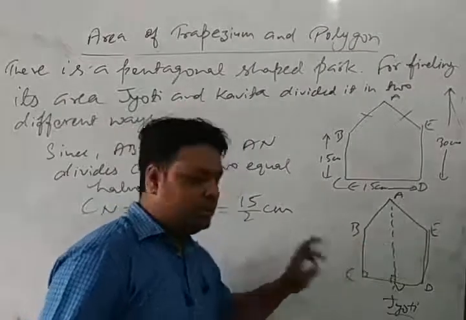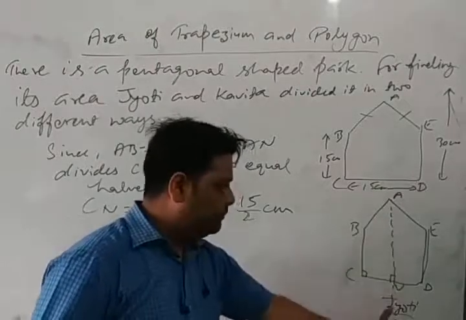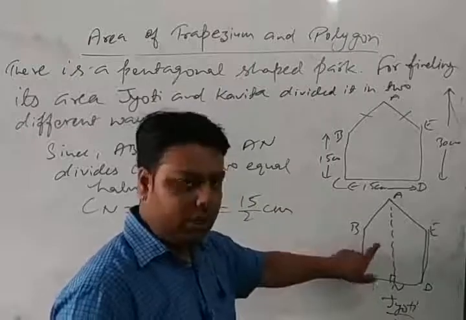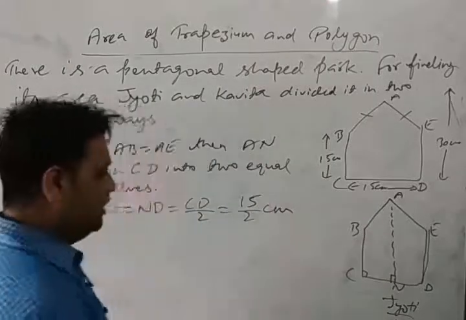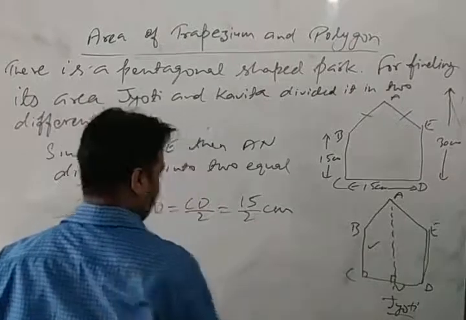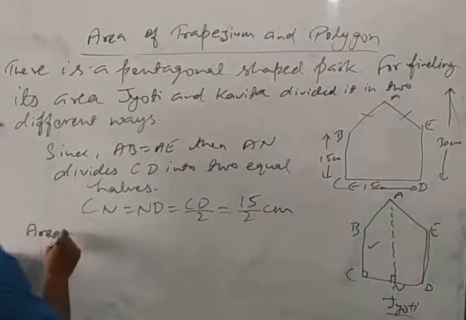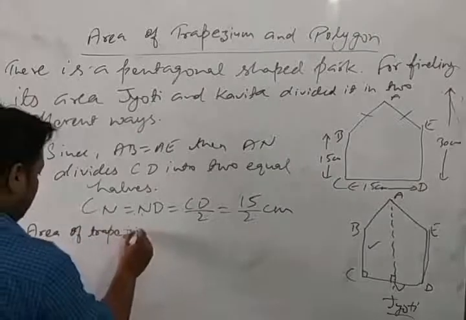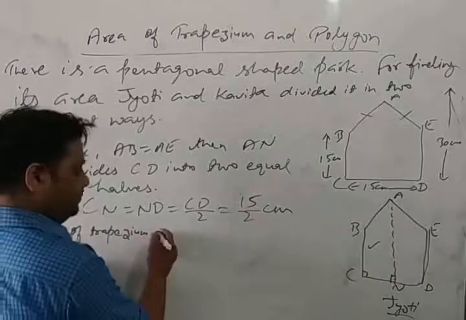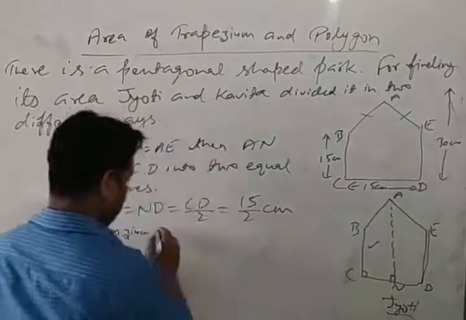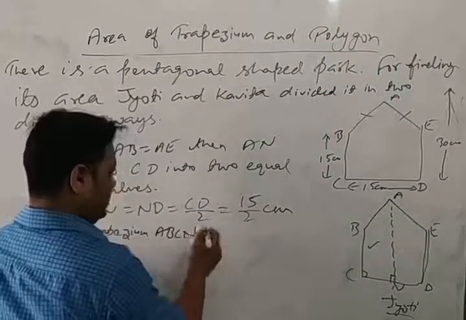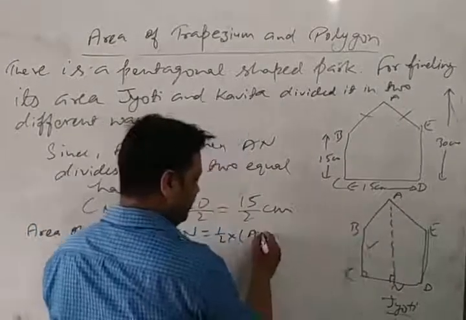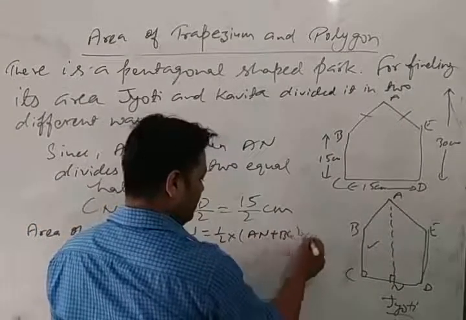Both figures will be same. If you divide it into equal halves, then both figures will also be same. Then you have to find the area of one and then multiply with 2. Now I am finding the area of this one. So area of trapezium ABCN is equal to 1 by 2 the sum of parallel sides AN plus BC, and height is CN.